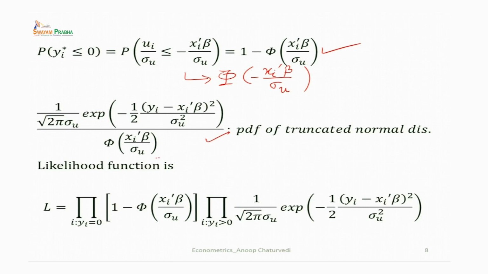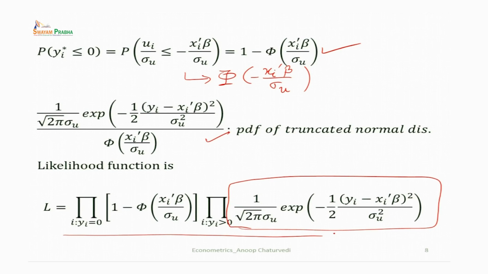And then your likelihood function, we write it equal to L. We take the product over all values of i such that y_i is equal to 0 of 1 minus Phi of x_i transpose beta upon sigma_u, into the product over all values of i such that y_i is greater than 0. For y_i greater than 0, the contribution to the likelihood function is this much. So, ultimately this is the final expression for the likelihood function.